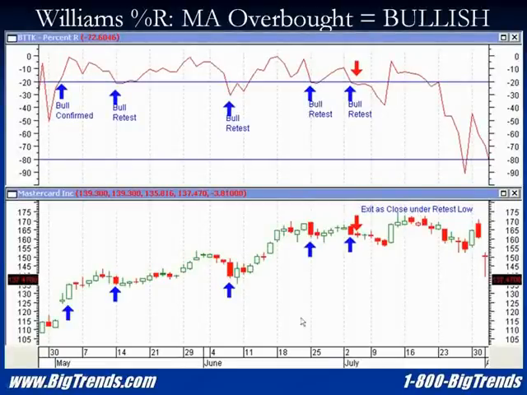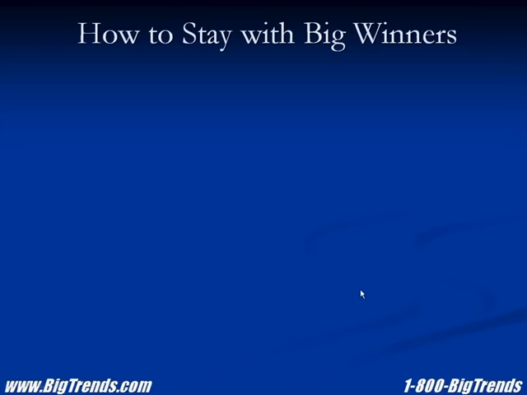You can see that since then, MasterCard, the rest of July, started to trail down, tried to bounce, and then dropped back down. Bottom line is, no opportunity there for us. We have locked in our profits, and we've moved on. That's the case on a bullish trend. As I mentioned, how to stay with big winners.